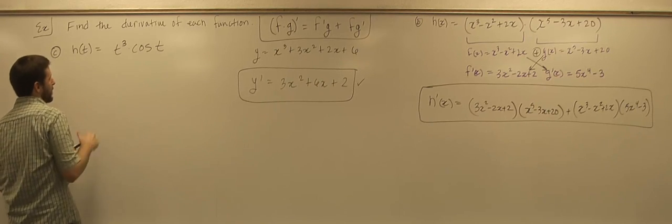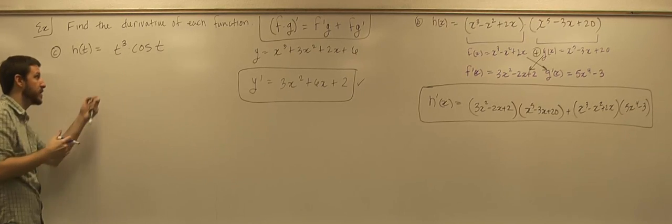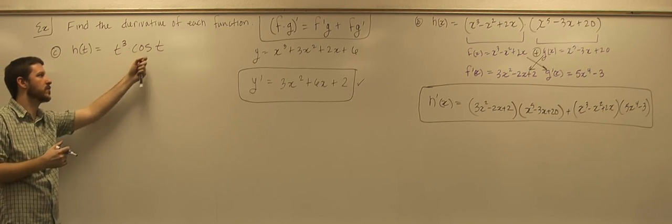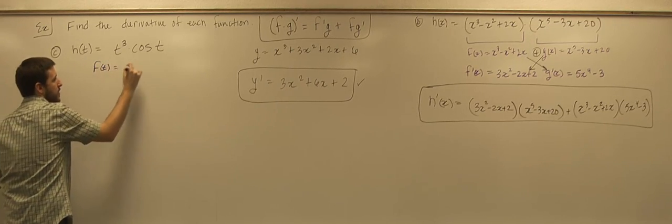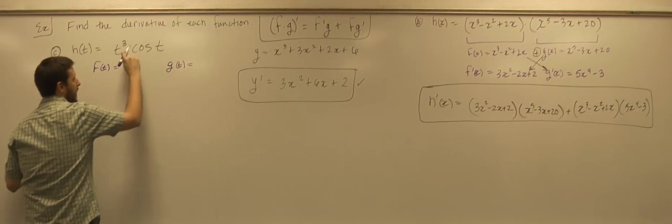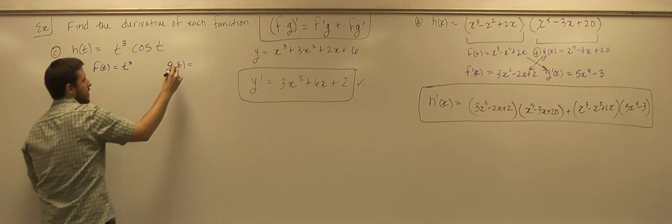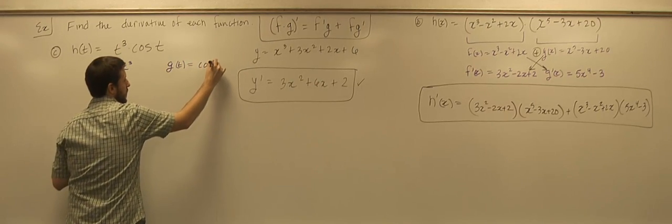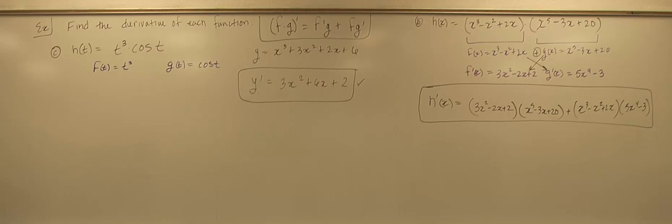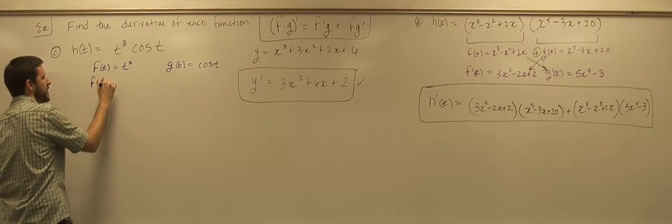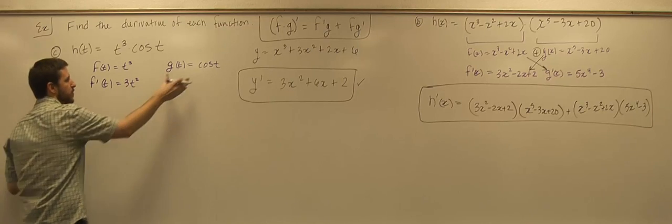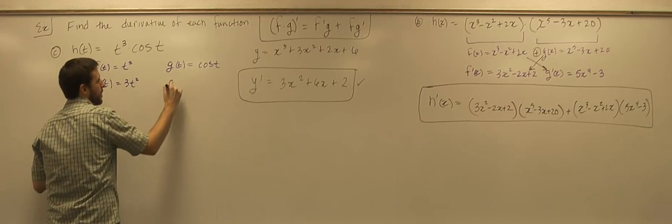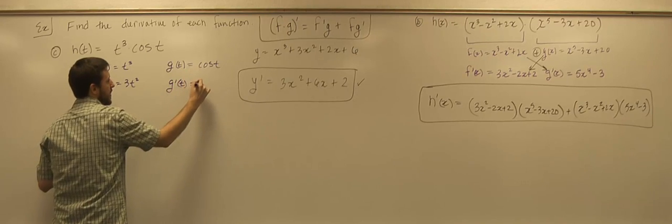So again, hopefully it's clear that this is a product, right? T cubed times cos t. So you have to set up your f function and your g function. F is clearly t cubed. G is hopefully clearly cos t. Do your derivatives. F prime of t is equal to 3t squared. G prime of t is equal to? Right, when you derive cosine, you get negative sine.